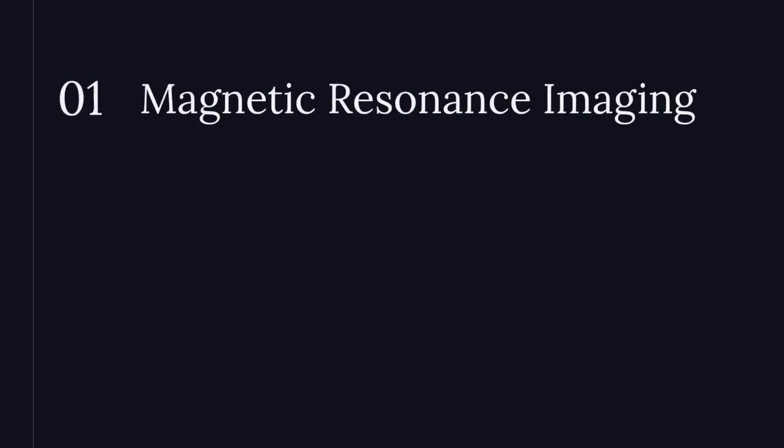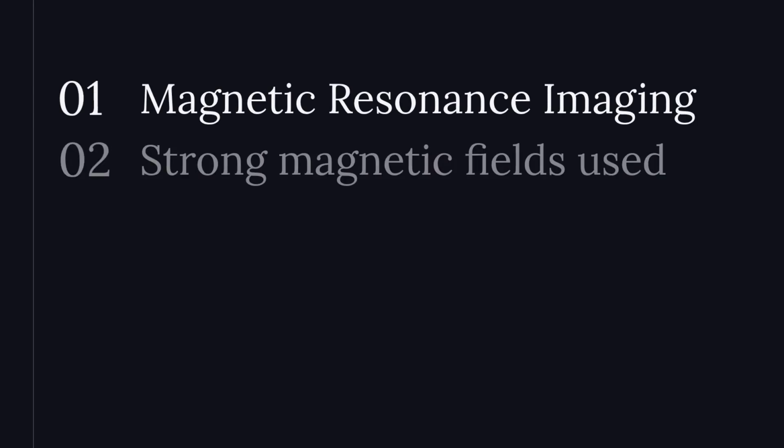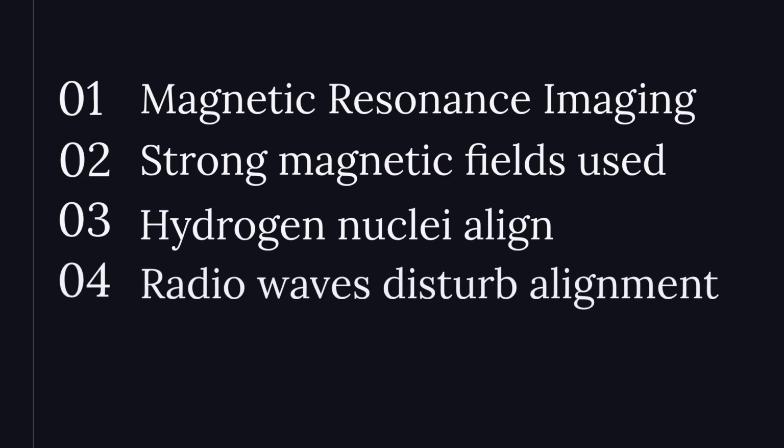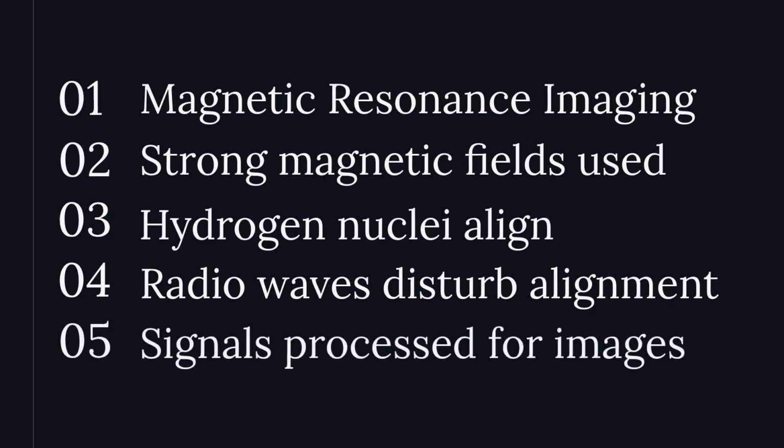MRI uses strong magnetic fields and radio waves to produce images. Hydrogen nuclei in the body align with the magnetic field. Radio frequency pulses disturb this alignment. As nuclei relax, they emit signals detected by coils. These signals are processed to create detailed images.